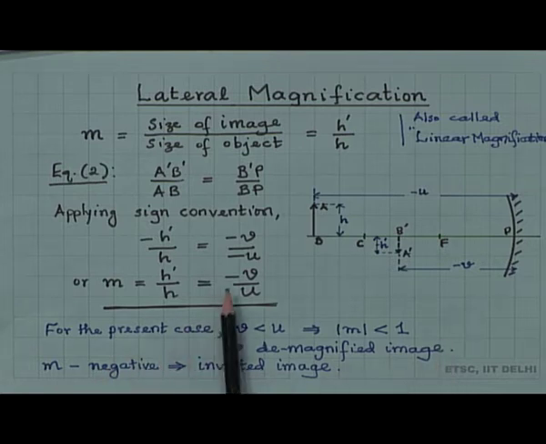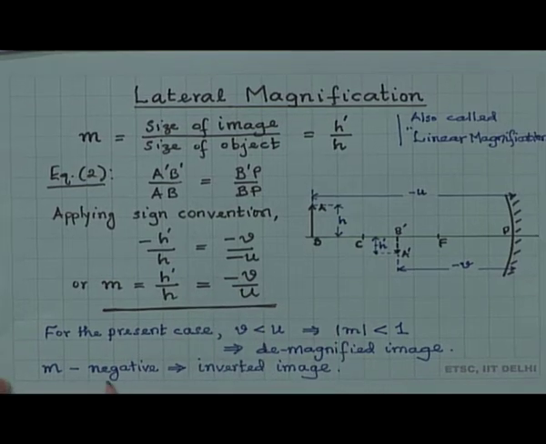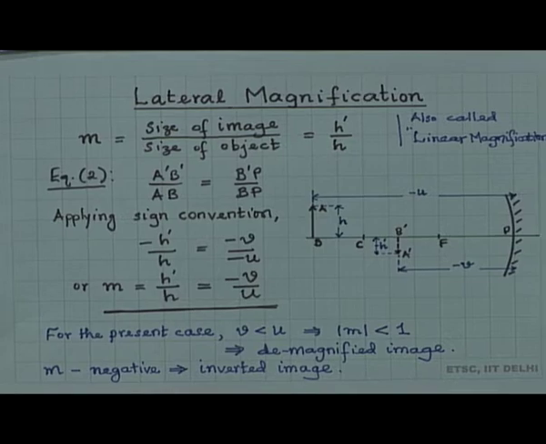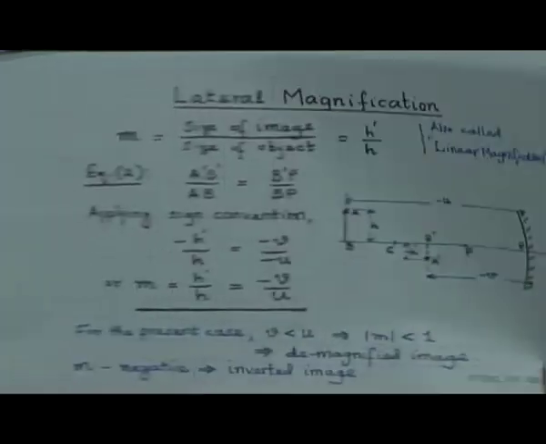If we were to get a negative sign in the magnification, that implies it is an inverted image. Negative sign implies inverted image. So, we will see this further.